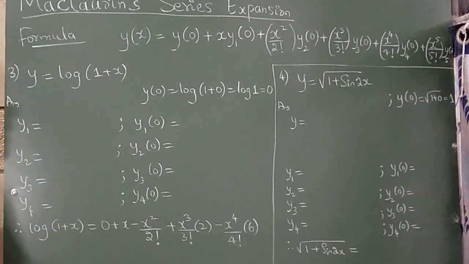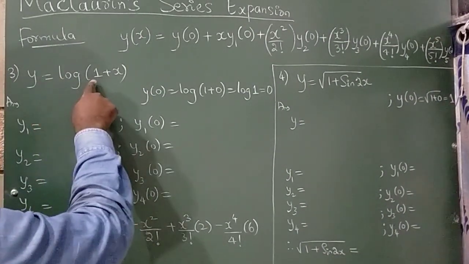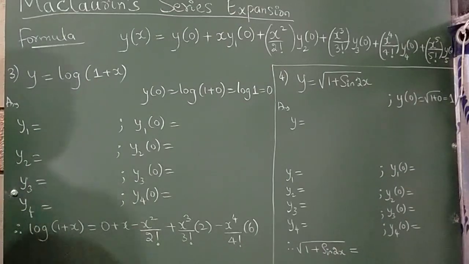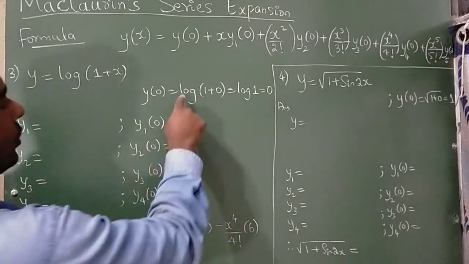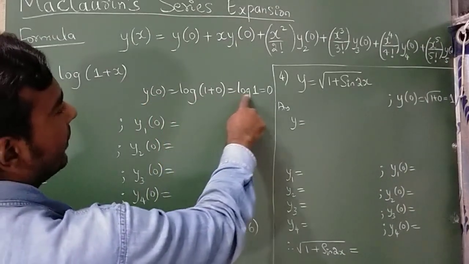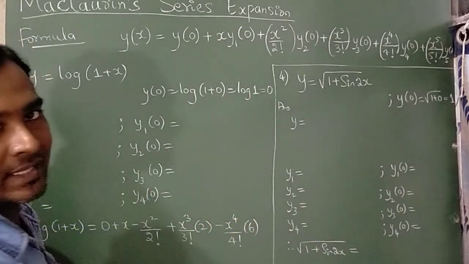Now third question. y is equal to log of 1 plus x. From the formula, the first term is y(0). So y(0) means in place of x I am going to substitute 0. So log of 1 plus 0 will become log 1. So log 1 answer is 0.